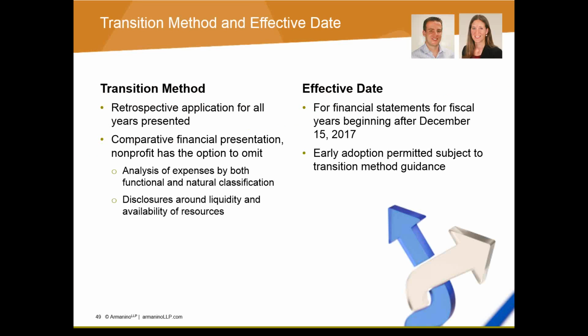So I think as we mentioned earlier, the transition method is a retrospective application. So for all years presented, you will retrospectively apply that. But you have the option to omit the analysis of expenses by both function and natural classification. So for the year where it's not effective, you don't have to disclose that piece, as well as any disclosures about liquidity and availability of resources.